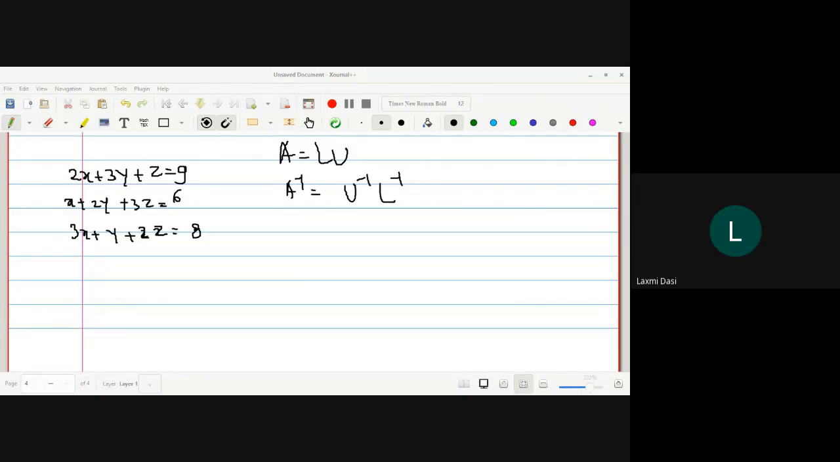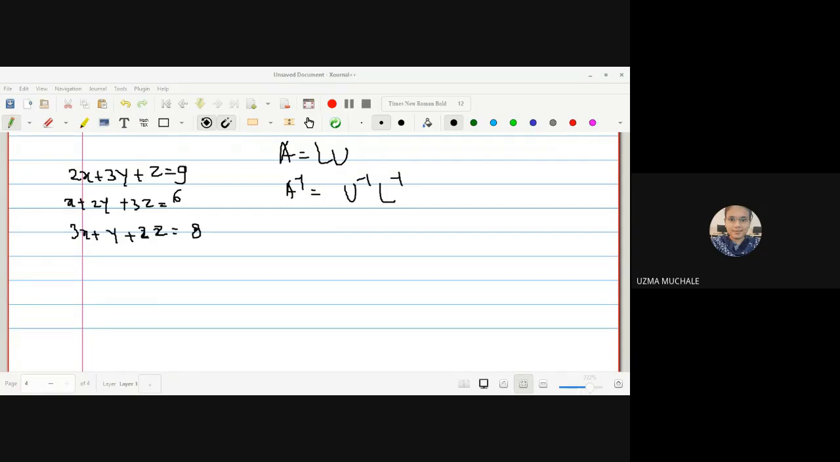Ma'am, if the question is like decompose the matrix, then only we have to solve this system. Decompose the matrix means you have to write in the form of A is equal to L into U. No need to solve further. That means Ly is equal to b, Ux is equal to y.